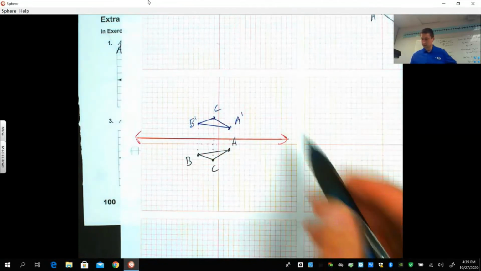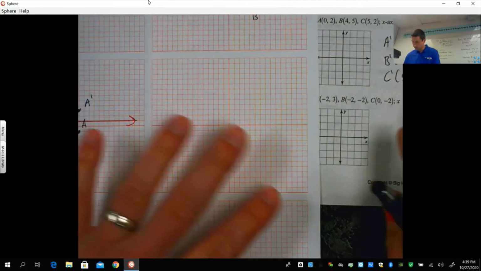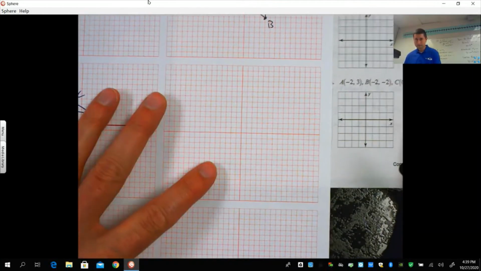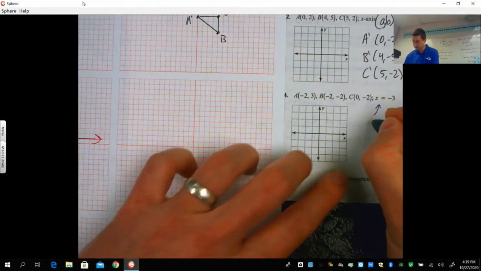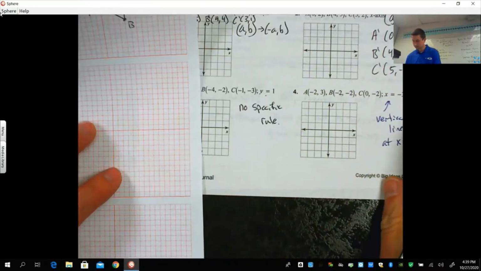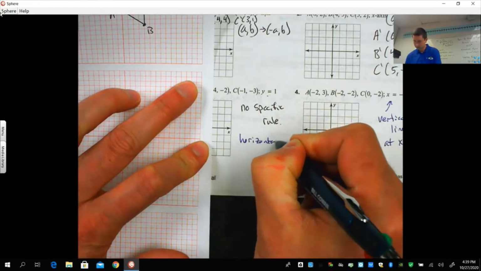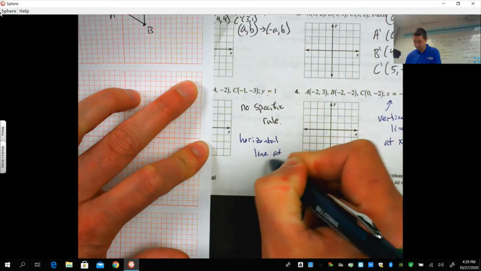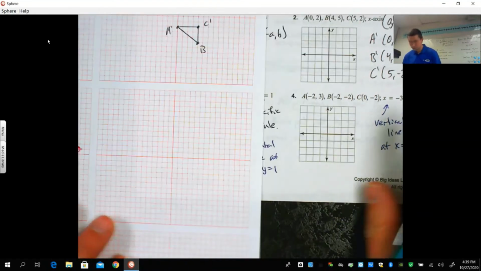Okay, so again, look, does it look like the same size, same shape? It does, so we are ready to roll. Okay, 4. All those points on there. Again, this is going to be a vertical line at x equals negative 3. This has no specific rule. This was a horizontal line at y equals 1. So I'm going to put all my points on here.